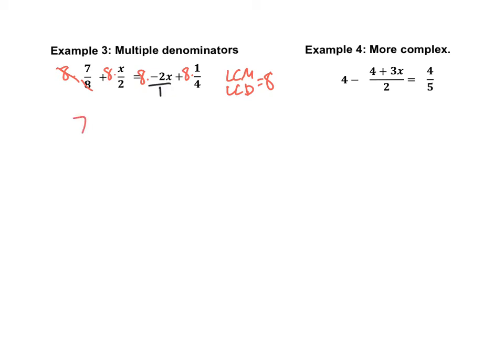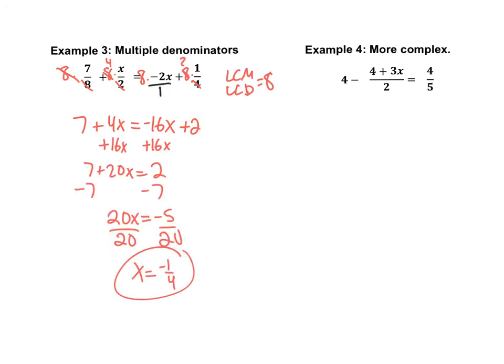These will cancel, so I have 7 plus, these will cancel, leaving me with a 4x, equals negative 16x plus 2. You'll notice that you'll start to do a lot of mental math here. And I continued the problem to get the solution, x equals negative 1/4. Again, I'm not going to explain all of those steps. The focus of this video is up here.